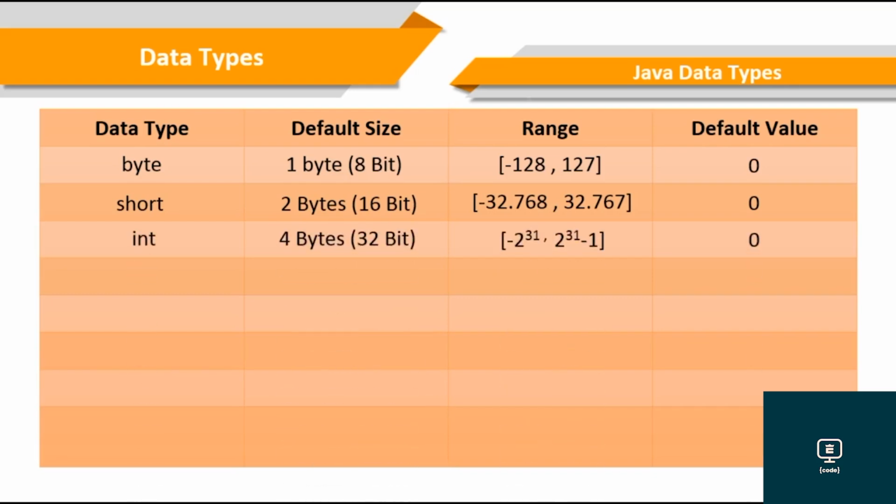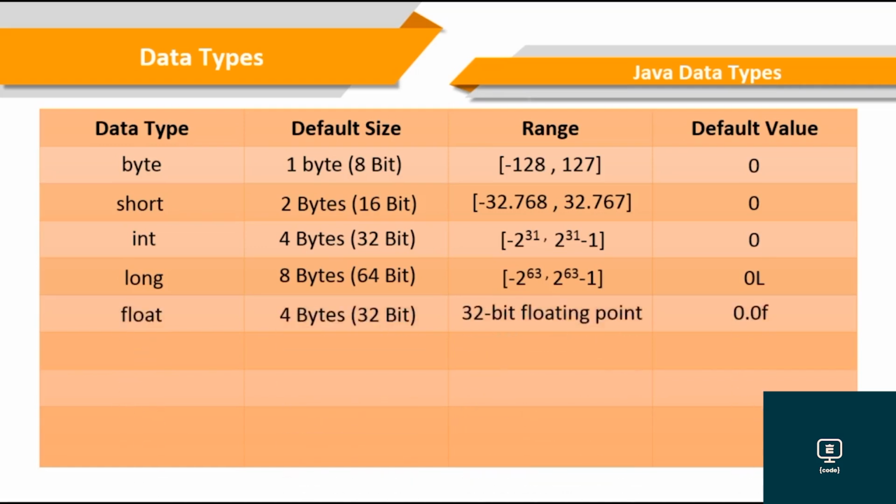Int. The int data type is a 32-bit signed 2's complement integer, which has a minimum value of -2 to the 31st and a maximum value of 2 to the 31st minus 1. Long. The long data type is a 64-bit 2's complement integer. The signed long has a minimum value of -2 to the 63rd and a maximum value of 2 to the 63rd minus 1. And you can use this data type when you need a range of values wider than those that are provided by int.